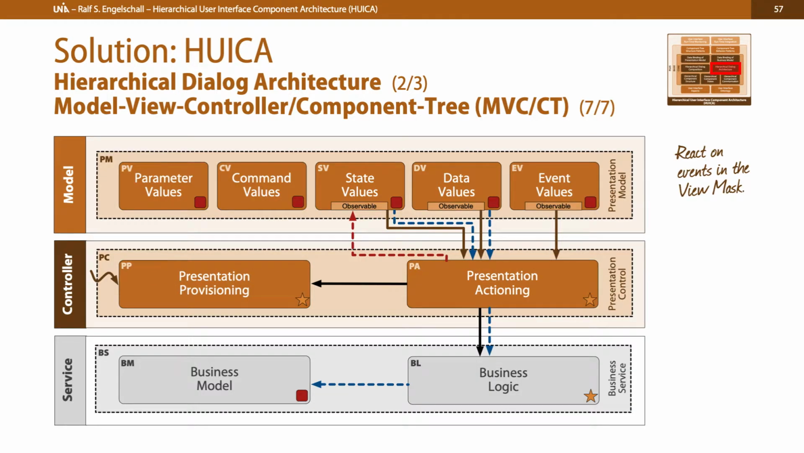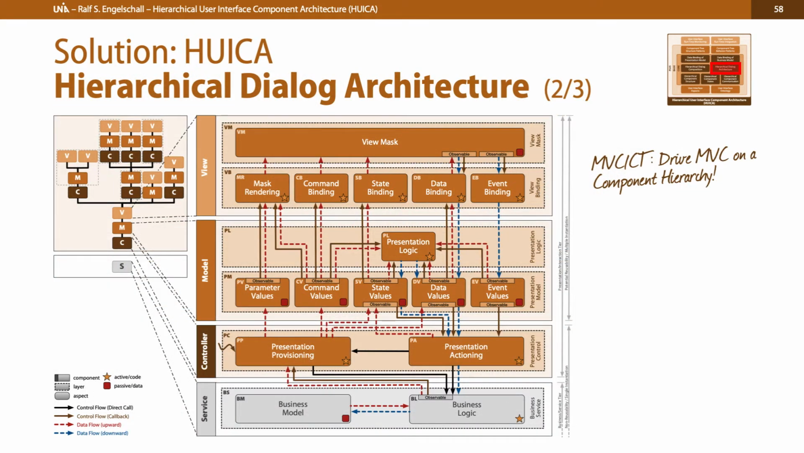In case state, data and event values arrive in the presentation model, the presentation actioning can kick in and decide to either trigger once again the presentation provisioning for the next round or update the business logic and this way the business model. To sum it up, this is what hierarchical dialog architecture is about. It's not just about having view, model and controller components in a tree. It's also how these components actually are laid out through aspects and the communication, data and control flow.